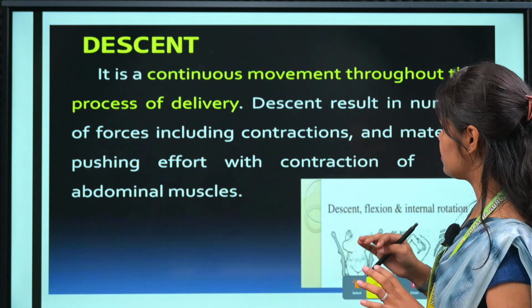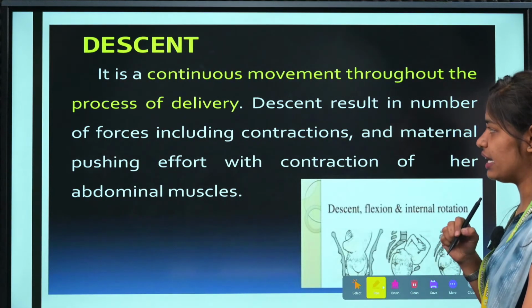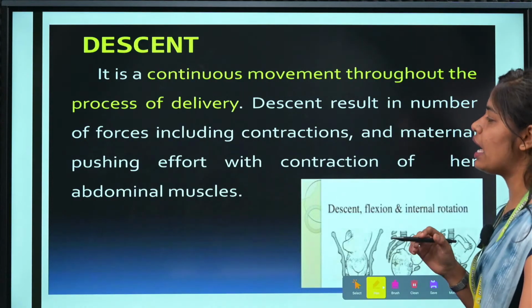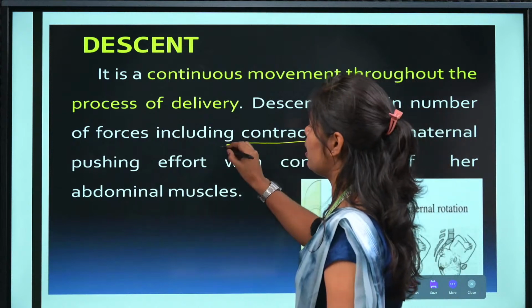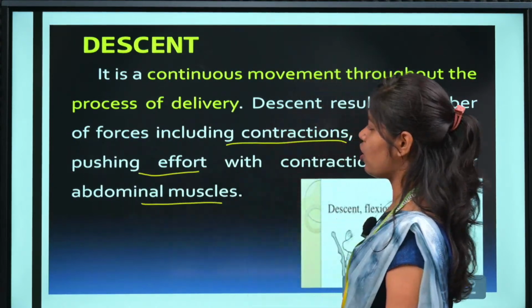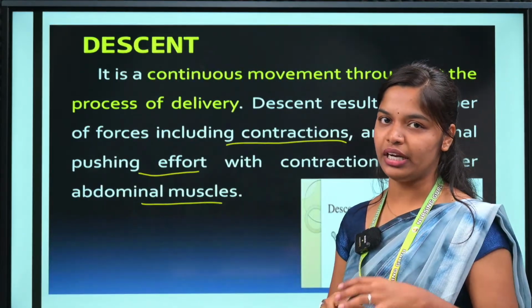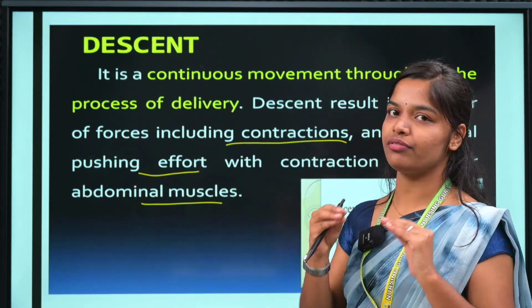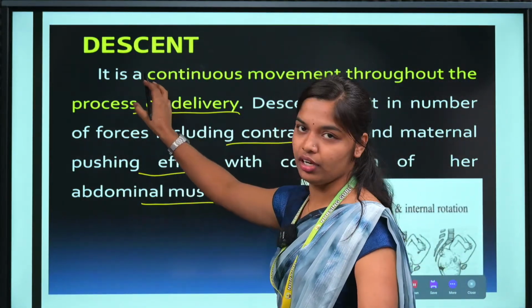Descent results from a number of forces, including contraction and the maternal pushing effort with the contraction of her abdominal muscles. It depends on the contraction, the pushing effort, and also the contraction of the abdominal muscles. Descent means the continuous descending of the fetal parts of the body throughout the process of delivery. That we call descent.